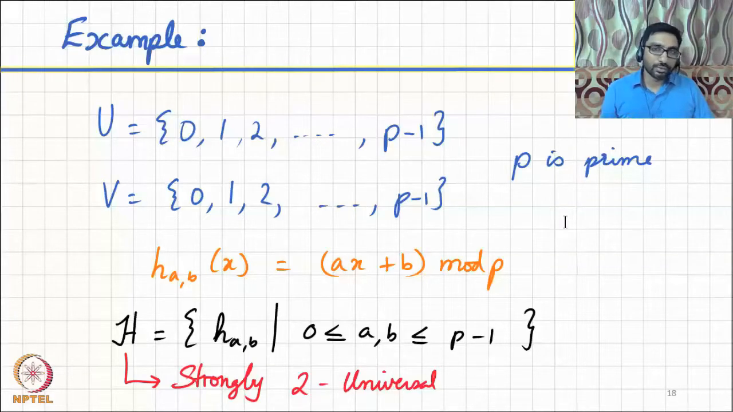Again, we're going to skip the proof, but it's obvious to see that this family can be easily constructed. And well, maybe the family need not be constructed. We can draw a hash function uniformly at random from this family very easily. All we need to do is draw two numbers a and b from 0 to p minus 1, and that implies the choice of the hash function.